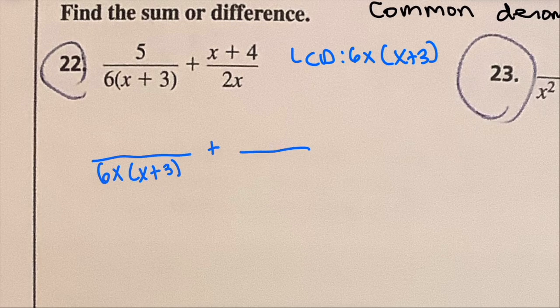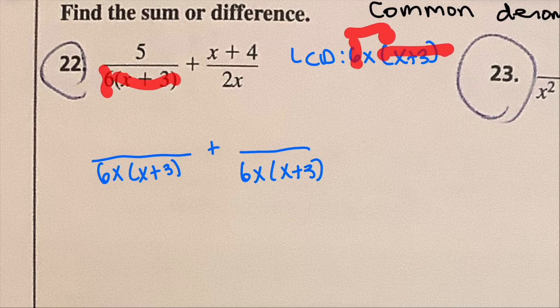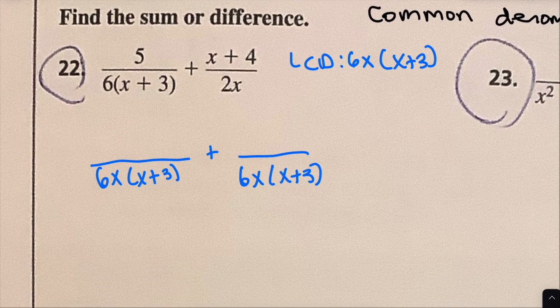I'm going to write each one here as a little placeholder. Okay. So if we look at this denominator, it has the 6. It has the x plus 3. The only thing it does not have is an x. So you're going to multiply that 5 on top by an x.